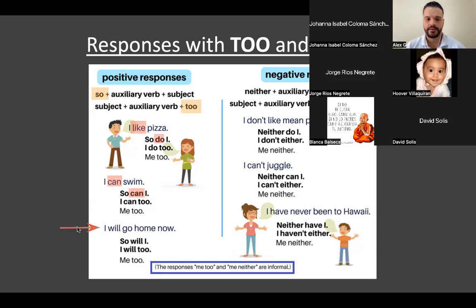I will go home now. So I will too, and me too. Excellent. If we use the verb will, then we respond with the verb will. So always pay attention to the original sentence so you can respond accordingly, okay? Very good. All right, and then we have negative statements. So these are positive, these are negative.